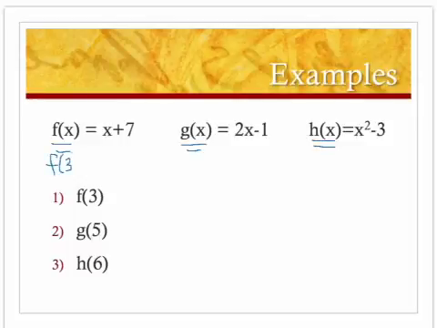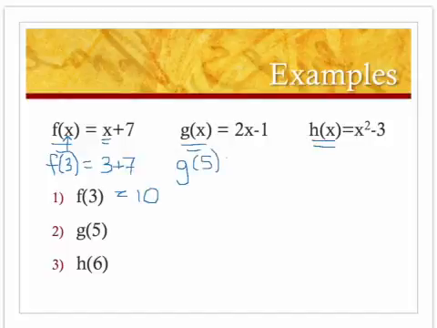So I'm going to write it right underneath for right now, but as you can see, wherever I see an x, I'm actually going to put in 3. So here's my x in the f of x function. It's 3 plus 7, so f of 3 is equal to 10. If I want g of 5, I'm putting 5 wherever I see an x, so it is 2, there's that x right there, times 5 minus 1.